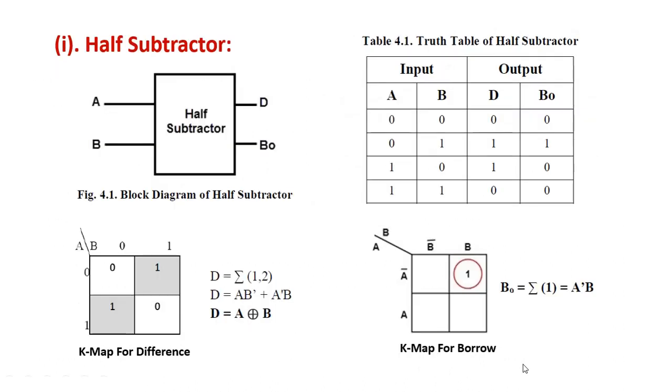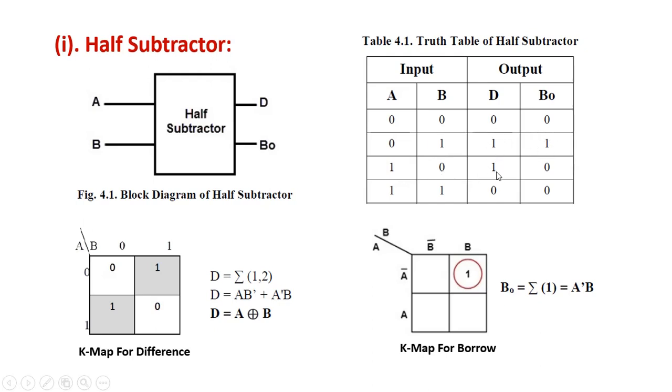Now coming to the half subtractor, we know the specifications. According to the specification, we require two inputs. Here we have taken A and B, and we will get two outputs, difference and borrow. Accordingly, we will form the truth table of this half subtractor. As we have two inputs, we get 2 raised to the power n, or 2 raised to the power 2 here, so we will get 4 combinations. Accordingly, we will get difference and borrow. If 0 minus 0, difference will be 0, borrow will be 0. 0 minus 1, we will have 1 borrow because we are subtracting 1 from 0, and the difference will be 1.